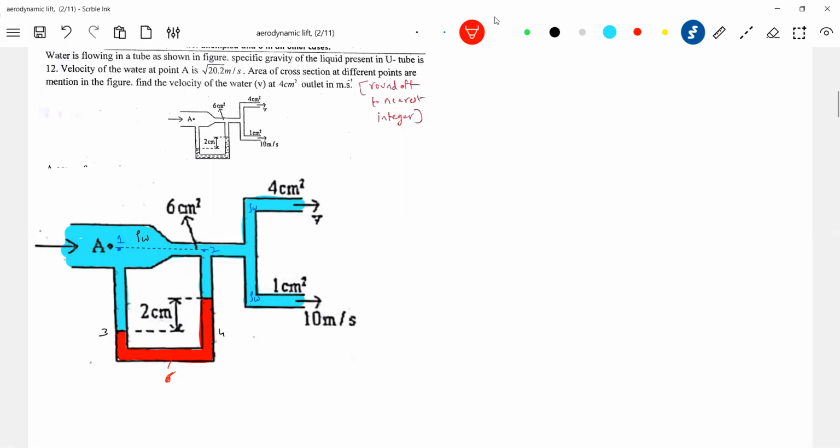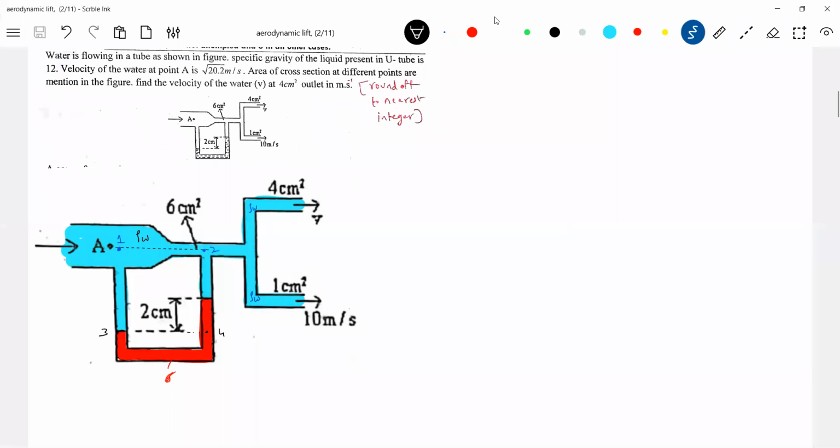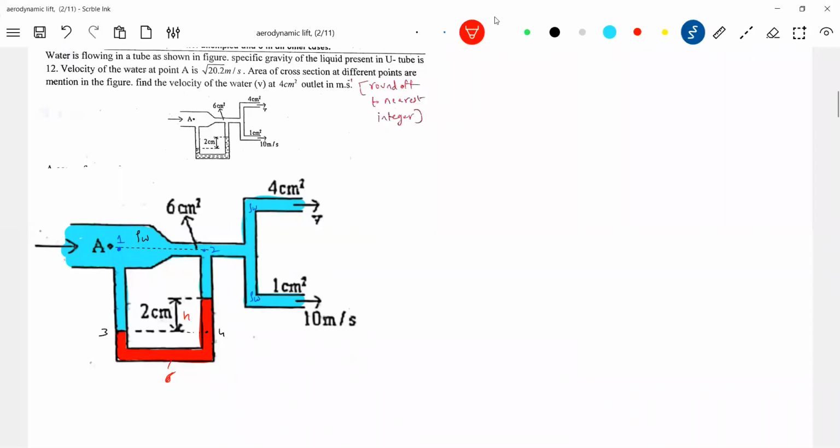Okay, now there are two liquids, with density sigma. This is that particular point. Now we have almost all the data in front of us. This distance I'll call h, and this distance I'll call h naught. Okay, let's get into the problem.